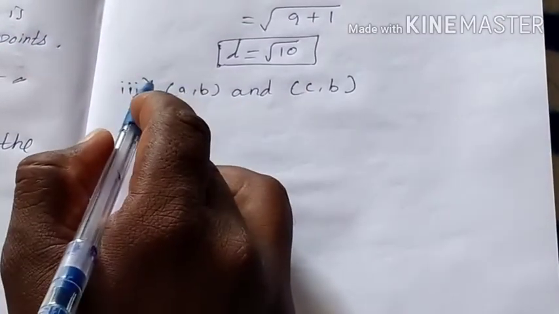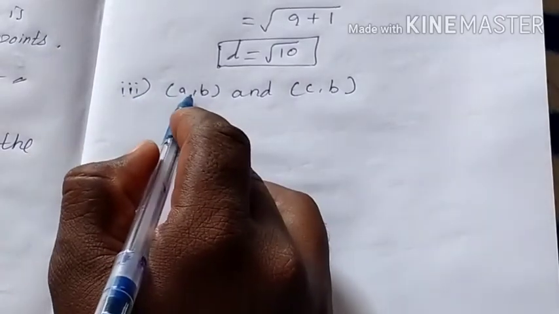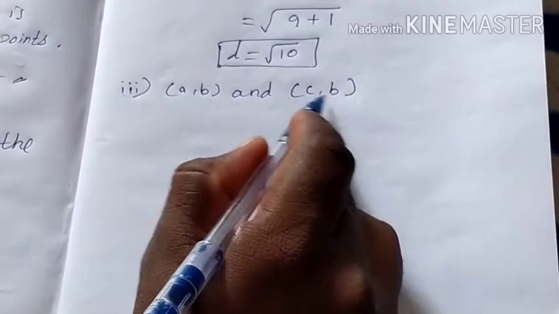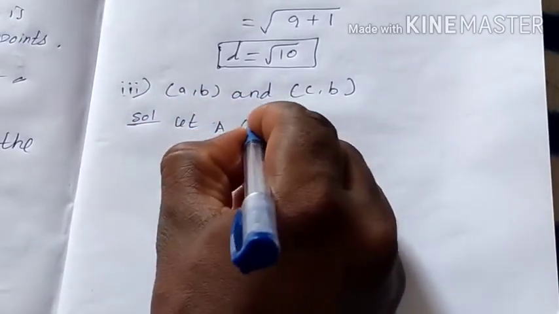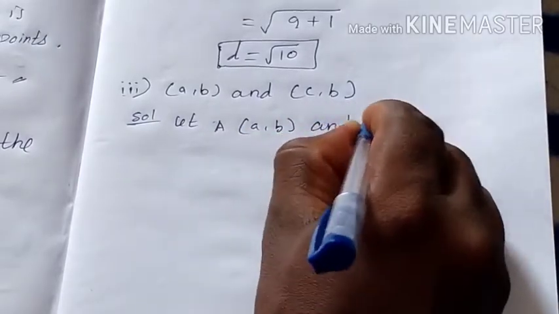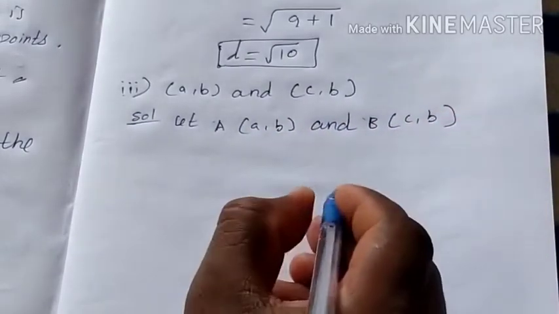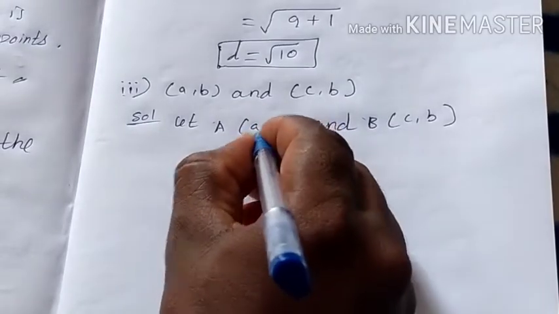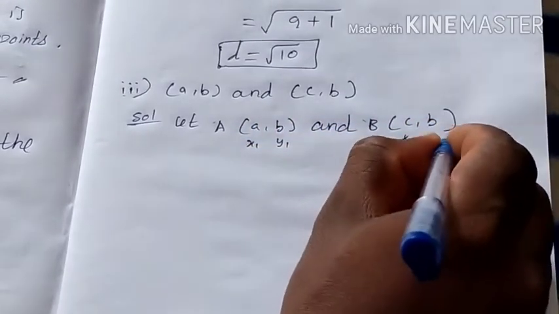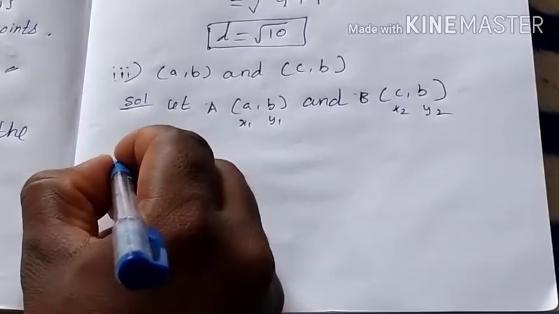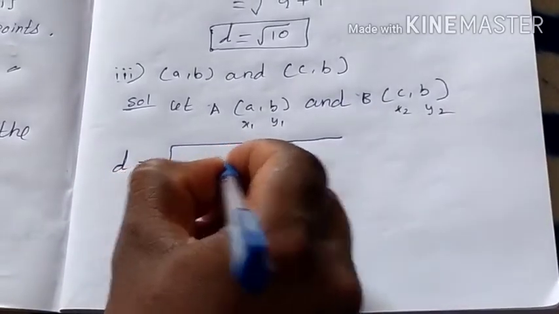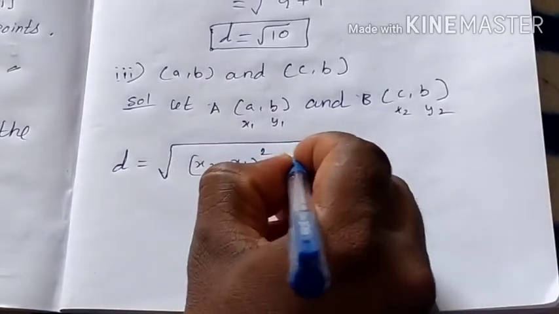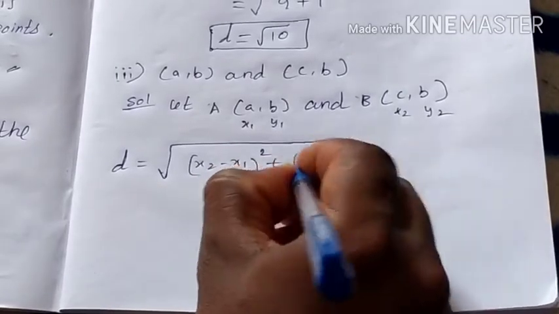Listen, the second question is your homework. Now the third question: the points are A comma B and C comma B. The solution: let's consider the point A is A comma B and the point B is C comma B. This is x1 y1, this is x2 y2. What's the formula for distance between any two points? D is equal to the square root of x2 minus x1 the whole square plus y2 minus y1 the whole square.